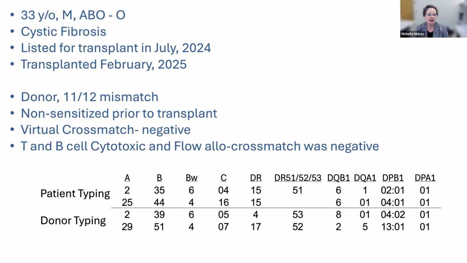The donor was an 11 out of 12 mismatch, and the typing for the patient and the donor are shown below. The patient was non-sensitized prior to transplant with a CPRA of 0%, and his virtual crossmatch was negative for current or historic donor-specific antibodies. And in correlation to that, the T and B cell cyto and flow allo crossmatches were also negative.